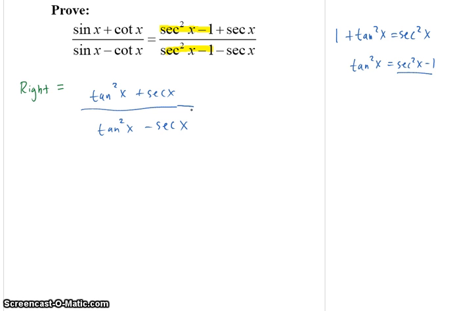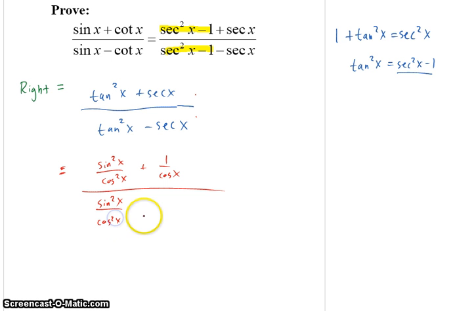Now, what to do next? Well, I know tangent is sine over cosine. I know secant is 1 over cosine. So why don't we change everything to sine and cosine, because I think it's not going to be that hard to find some sort of common denominator, especially to clear those fractions. So let's try it. This is sine squared x over cosine squared x plus 1 over cosine of x, all over sine squared of x over cosine squared of x minus 1 over cosine of x.